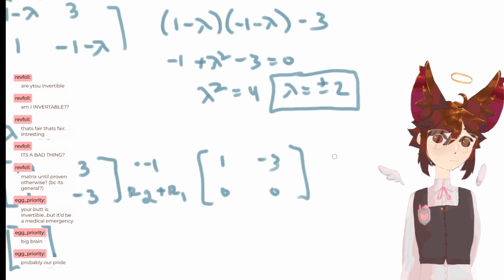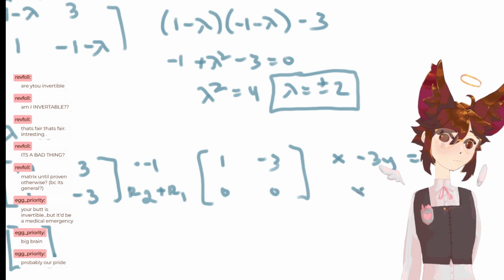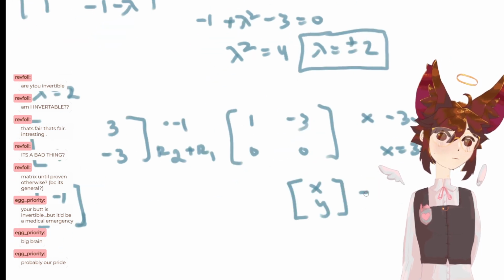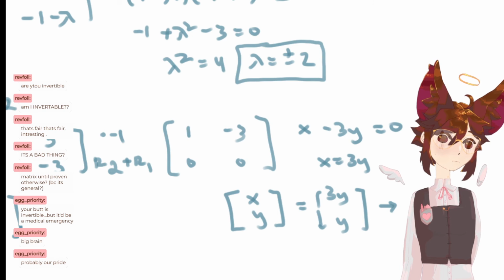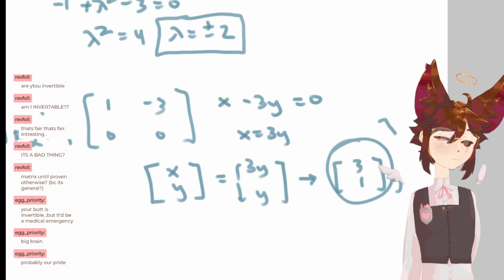So we're going to get x equals 3y. I'll do this a little bit slower. X minus 3y equals 0. X equals 3y. X, y equals 3y, y. And then we pull out the y, and this will be 3, 1 times y. So this 3, 1 is going to be our first eigenvector.